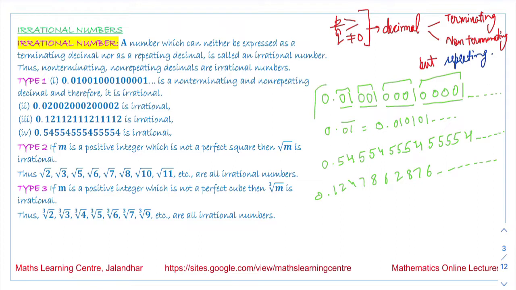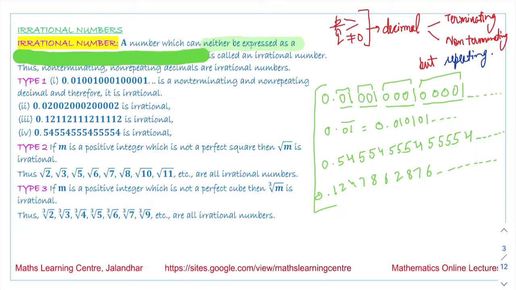These kinds of numbers, these kinds of representation, are called the irrational numbers. So the definition of irrational number is a number which can neither be expressed as a terminating decimal nor as a repeating decimal. Some examples are given over here and we will discuss these examples in detail in our next slides.